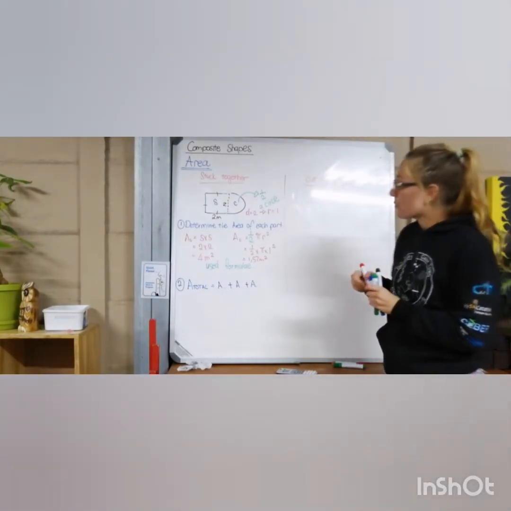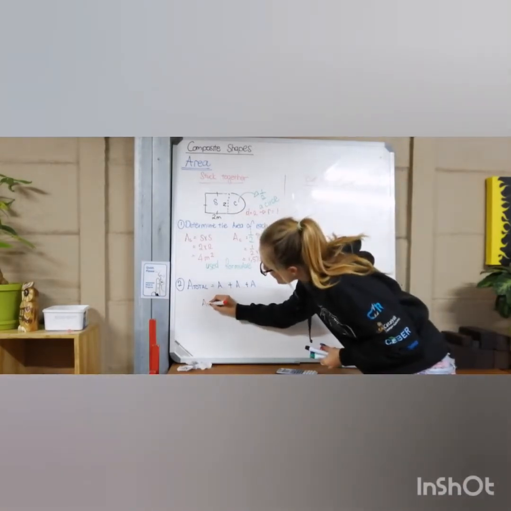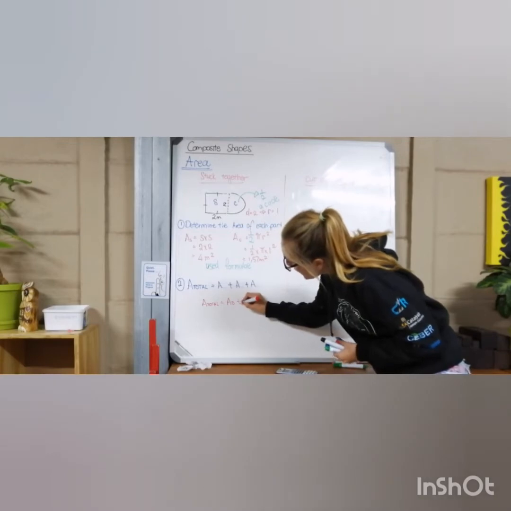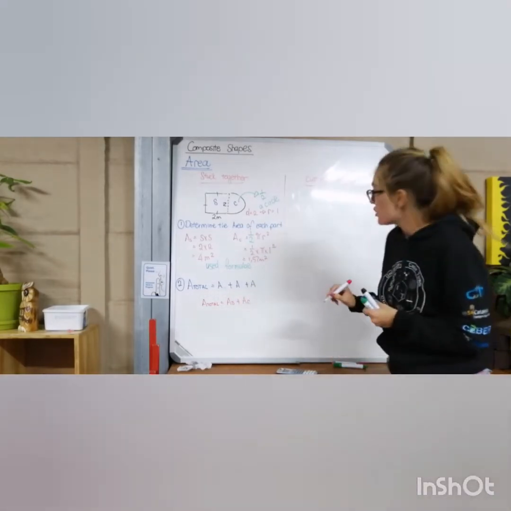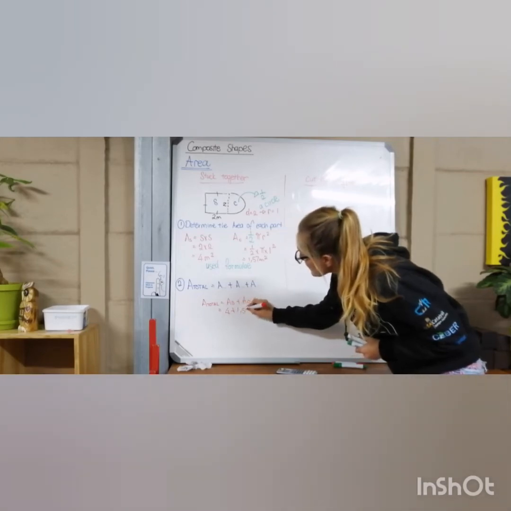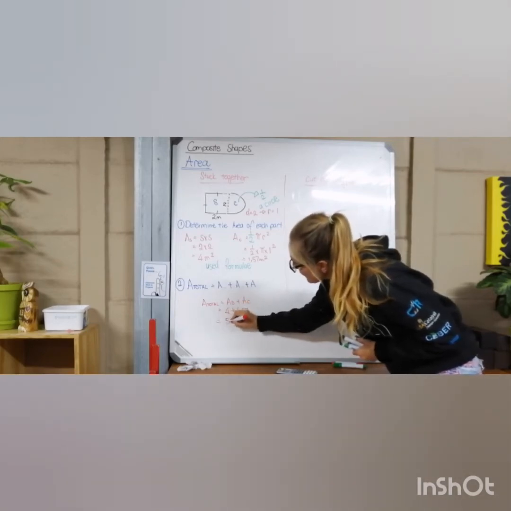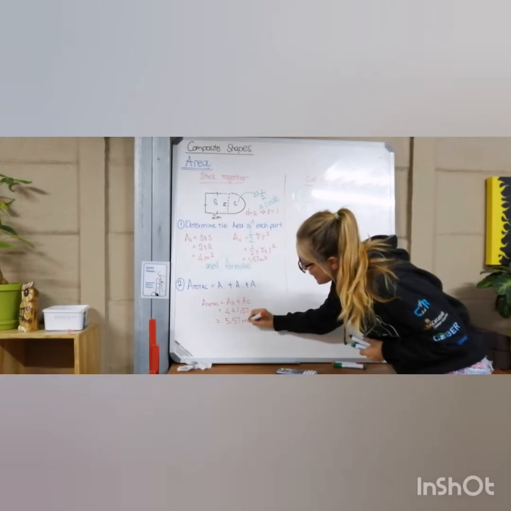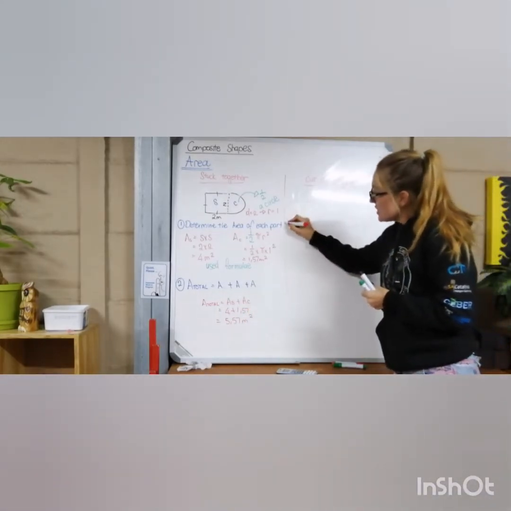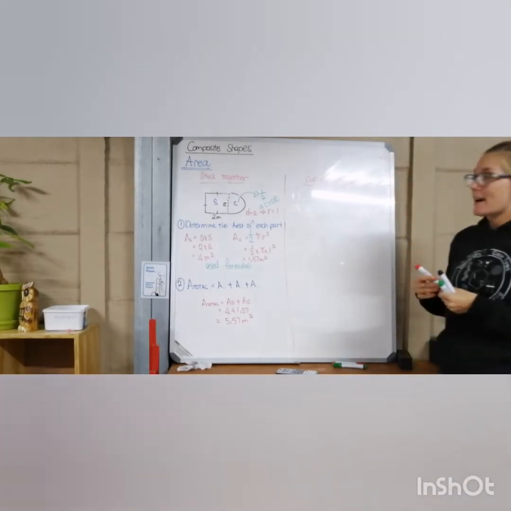Now actually doing it for our question, the total area is equal to the area of the square plus the area of the semicircle, which is 4 plus 1,57, which is 5,57 meters squared. Okay, that's it. So that's if you've got a stuck together type composite shape.